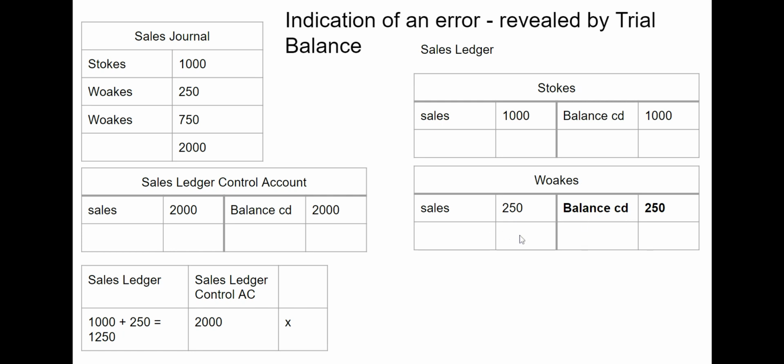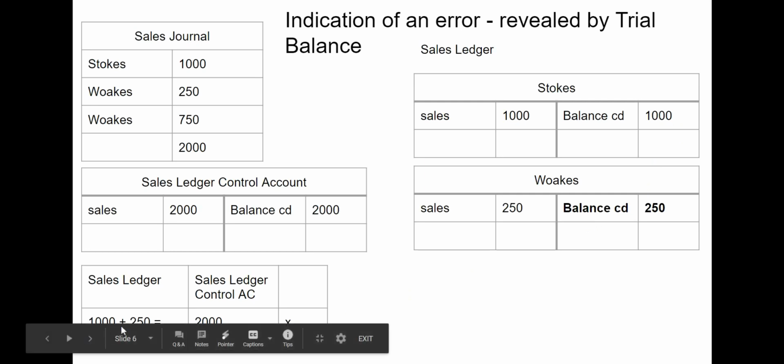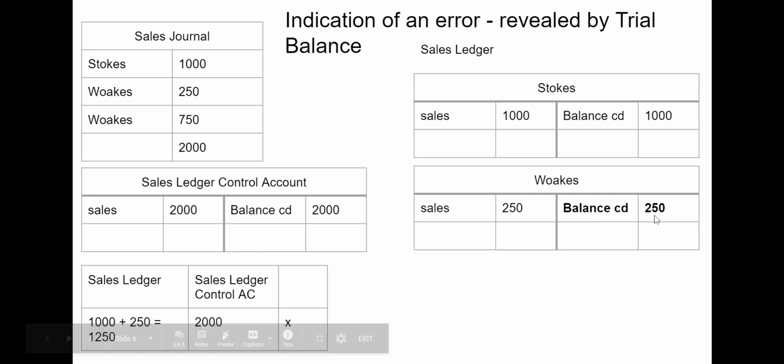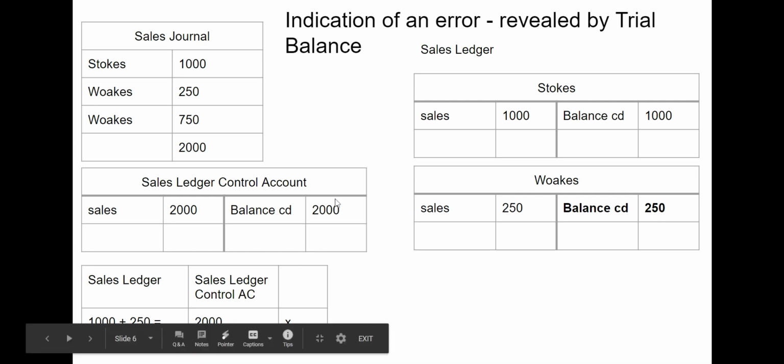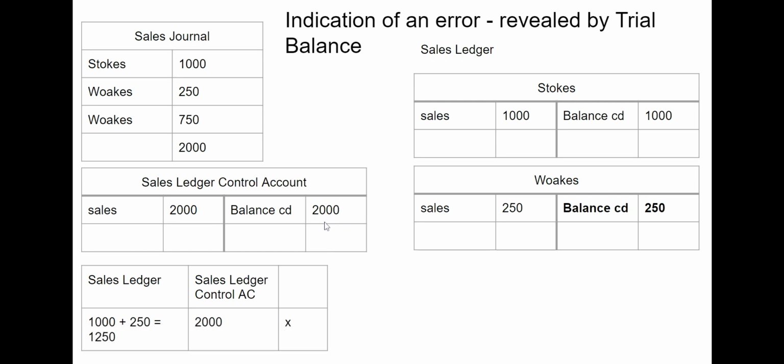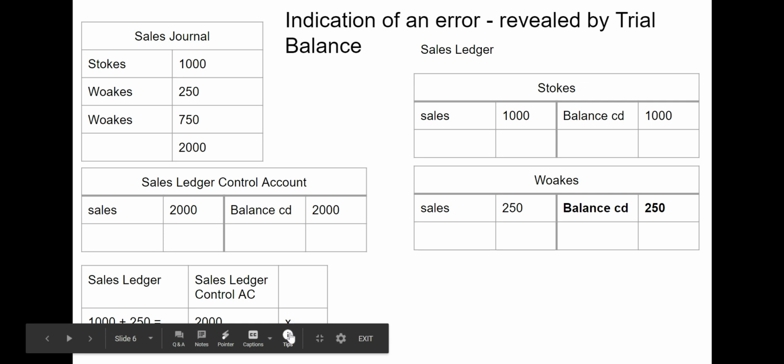Therefore, when we've added up the two customer accounts, we know that we expect a balance on the sales ledger control account of 1,250, and yet when we conduct the sales ledger control account, it's got the right balance. It says it should be 2,000, and therefore I can put a little cross down here, because that tells me that there's something wrong within the entries in these customer accounts.